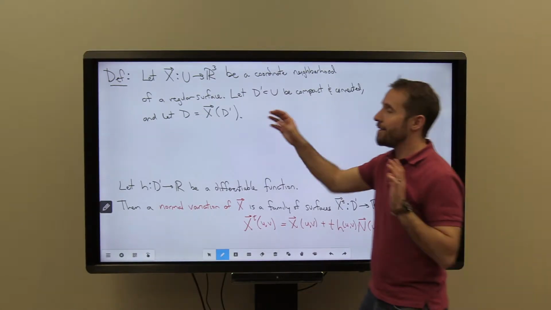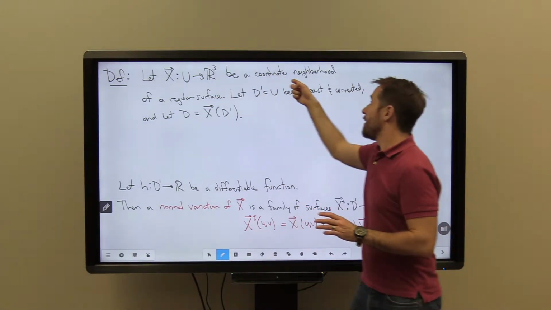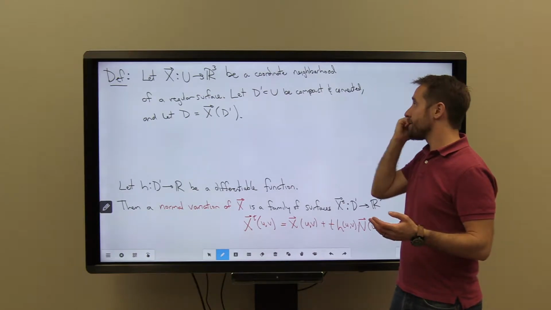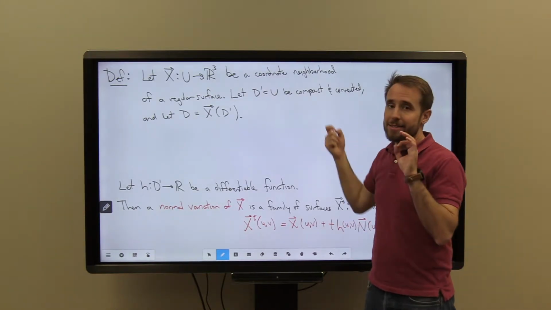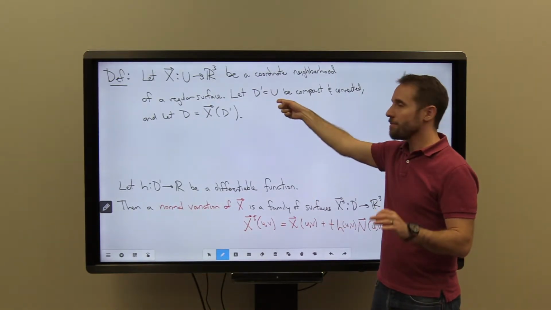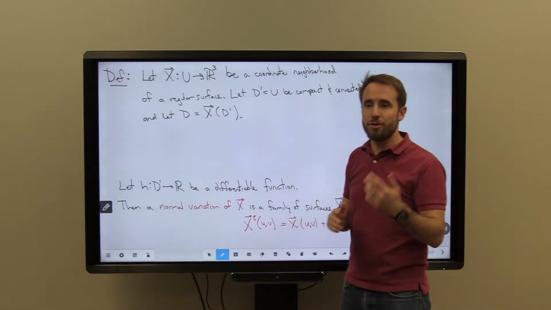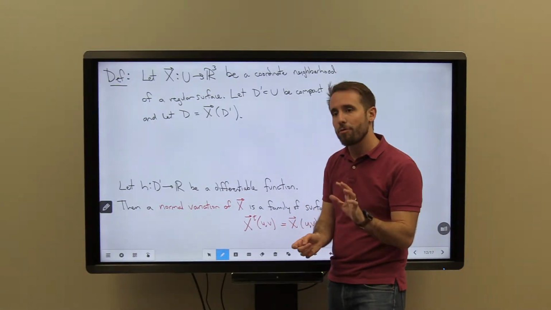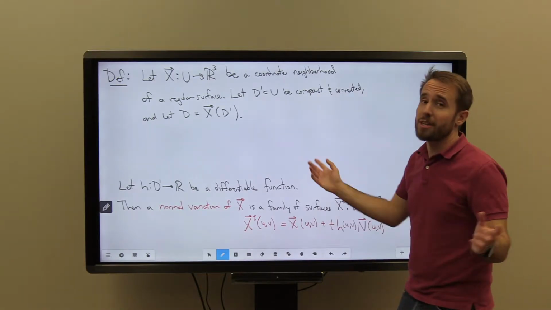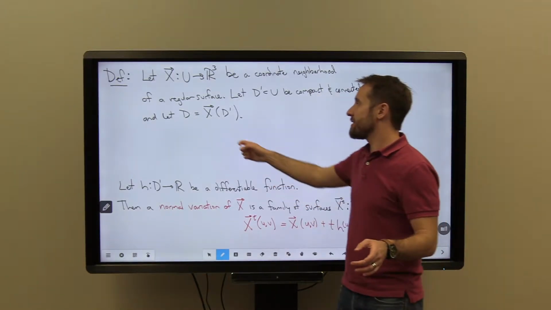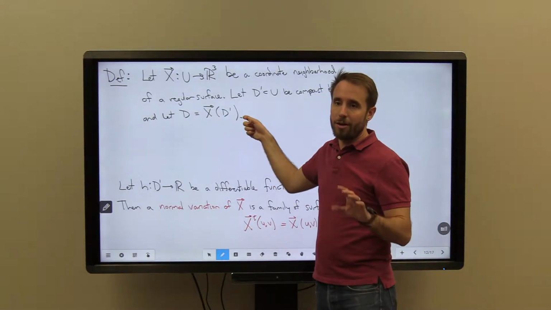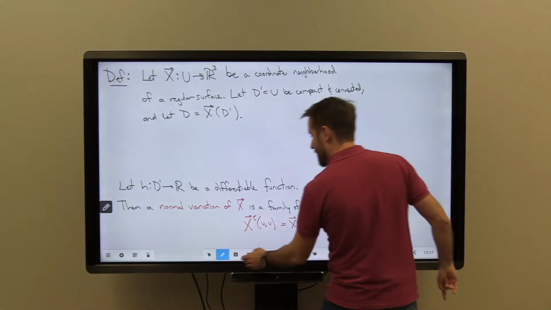So we're going to take a parametrized surface, or a coordinate neighborhood of a regular surface. We are going to take a subset of our domain. So if our original domain was U, let's take a subset of that, call it D prime. Let's make sure it's compact and connected, and let's let D be the image of that set. So here's our setup then.